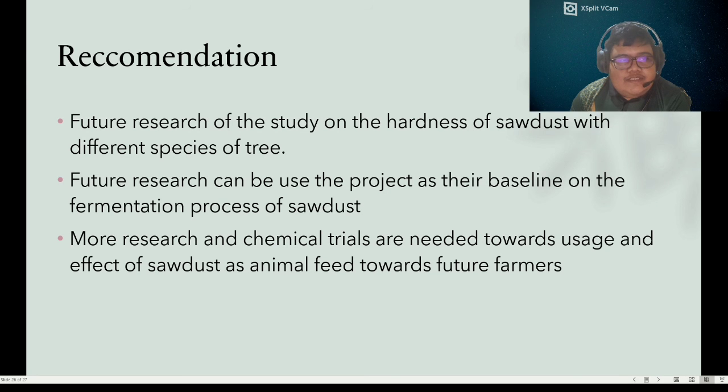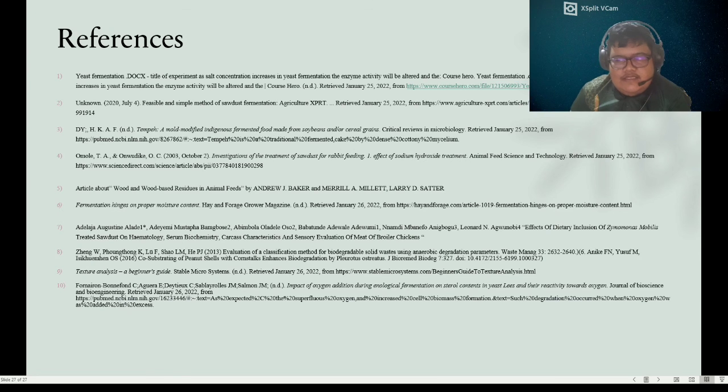Recommendation: future research on the hardness of sawdust with different species of tree. Future research can use this as a baseline for the fermentation process of sawdust, and more research and chemical trials are needed on the effect of sawdust as animal feed for future farmers. This is the reference for my thesis, and that's it for me.